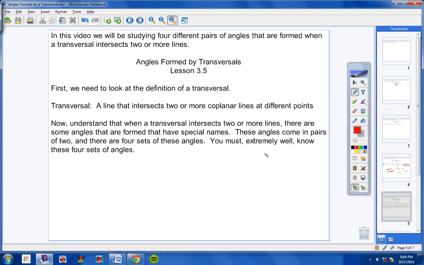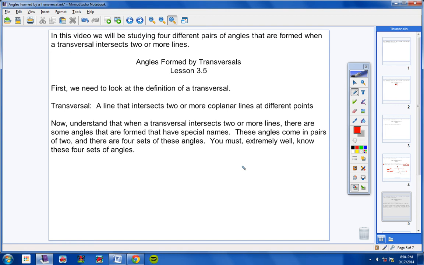I cannot tell you how important it is that you know these 4 sets of angles, because in the next video we're going to look at, you're going to learn 1 postulate and 4 theorems based on these pairs of angles. So you need to know their names, and you need to be able to recognize these pairs of angles. That's what I want to show you in this very short video. I want to show you these pairs of angles and what they look like in a diagram, okay?